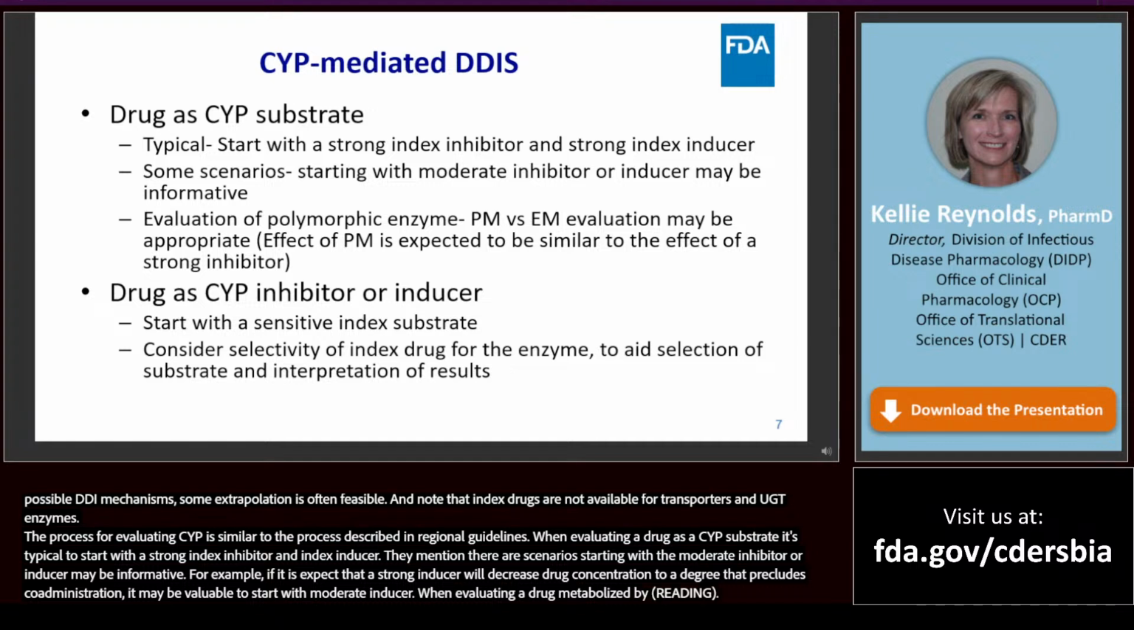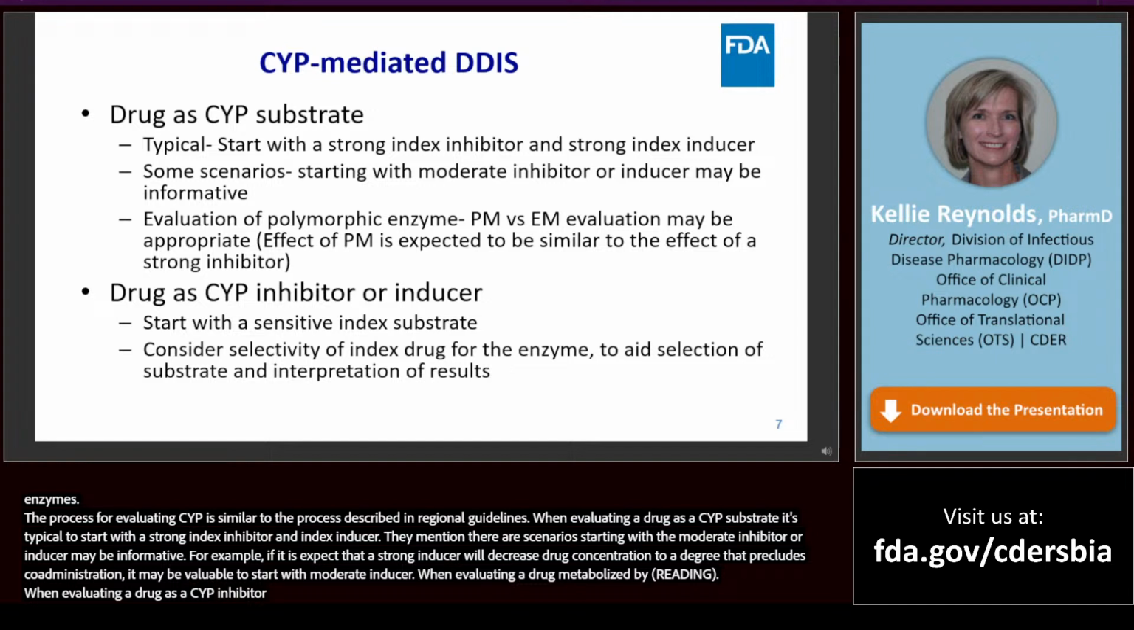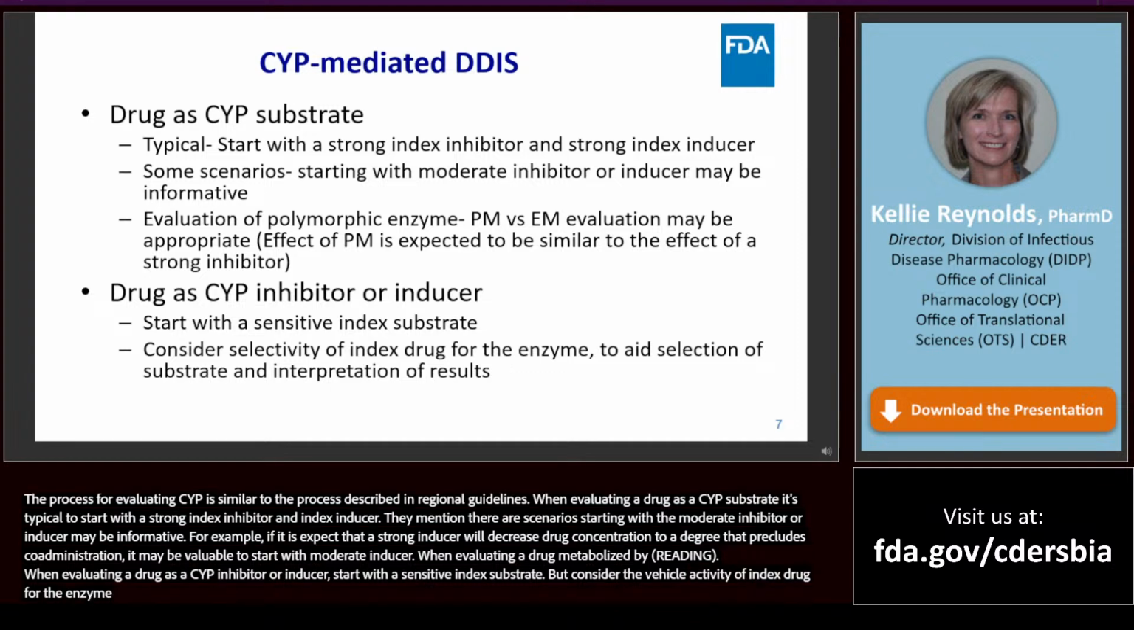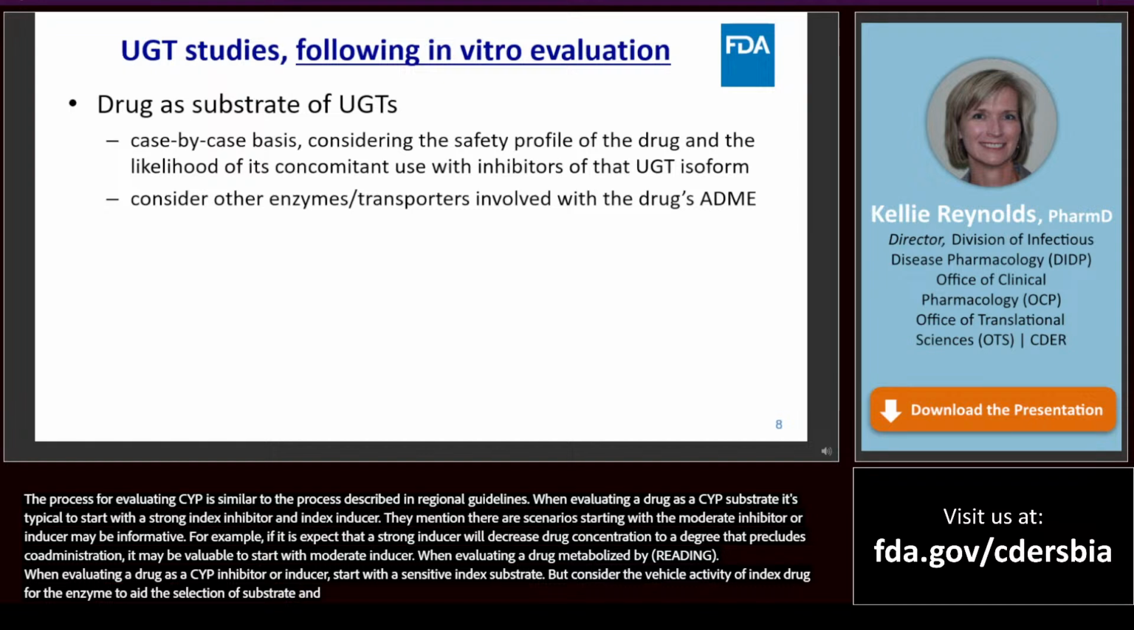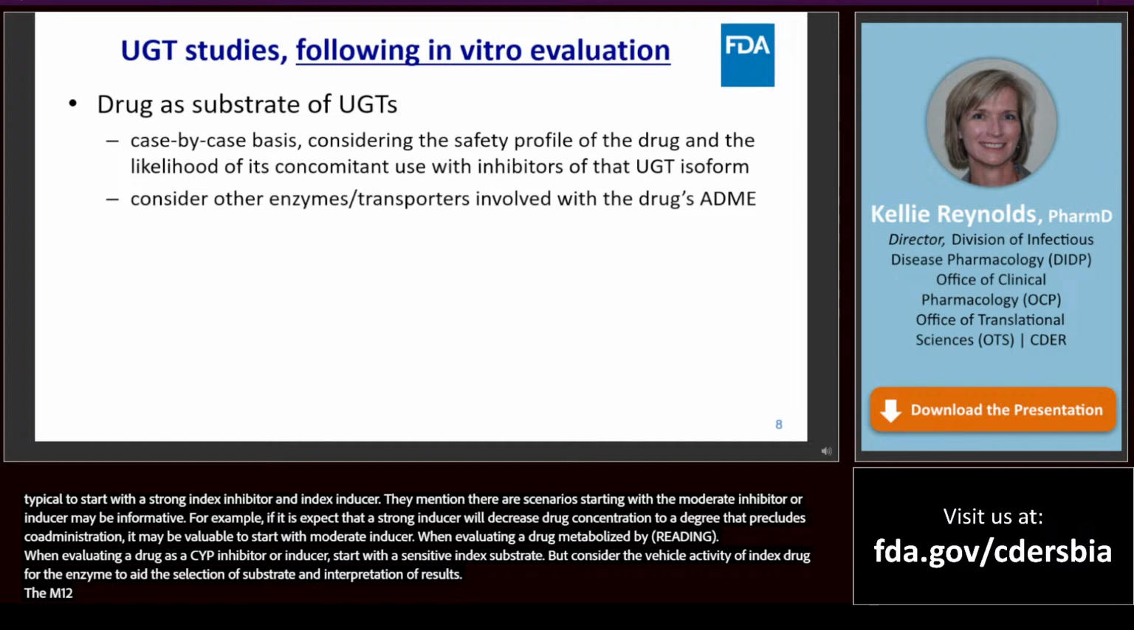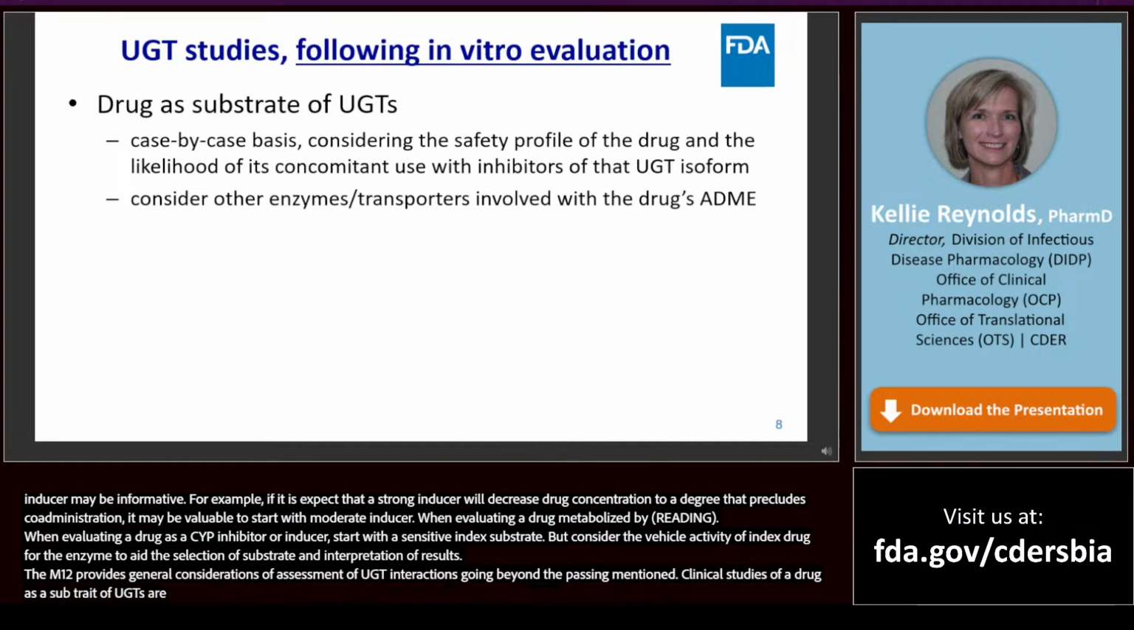When evaluating a drug as a CYP inhibitor or inducer, start with a sensitive index substrate, but consider the selectivity of index drug for the enzyme to aid the selection of substrate and interpretation of results. The M12 guidance provides general considerations on the assessment of UGT-mediated interactions, going beyond the passing mention in the regional guidelines. Clinical studies of a drug as a substrate of UGTs are recommended on a case-by-case basis, considering the safety profile of the drug and the likelihood of its concomitant use with inhibitors.